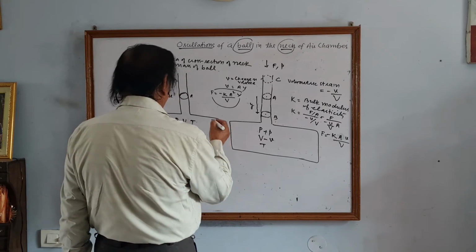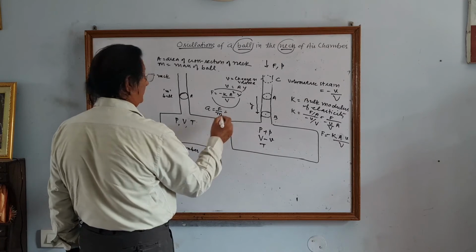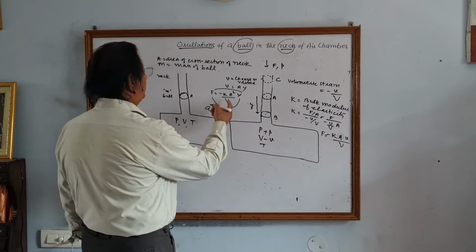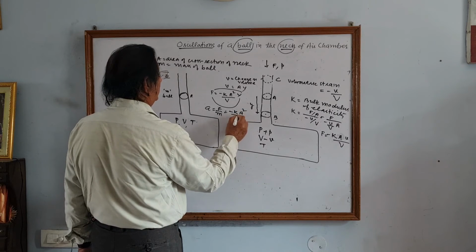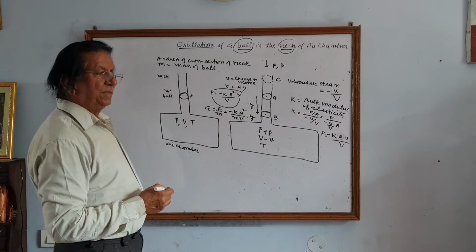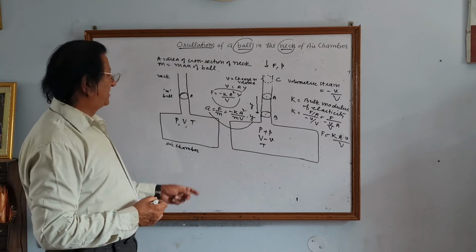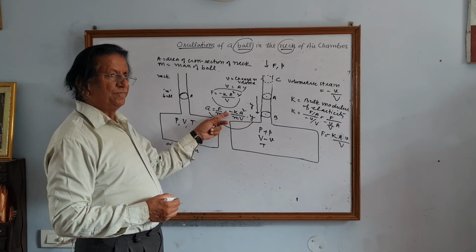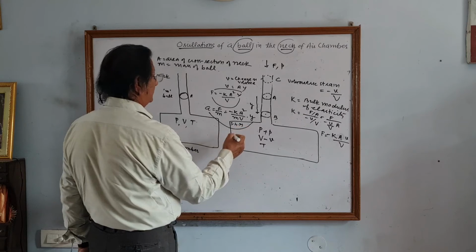Therefore, what will be the acceleration? Acceleration is force upon mass. So you divide both sides by m. It will be minus k A square upon m V into y. Again, acceleration is proportional to displacement and directed opposite to displacement. Clear, it is a case of simple harmonic motion.